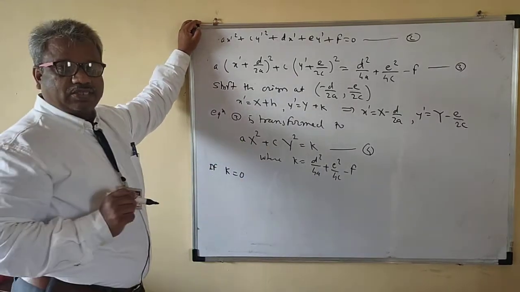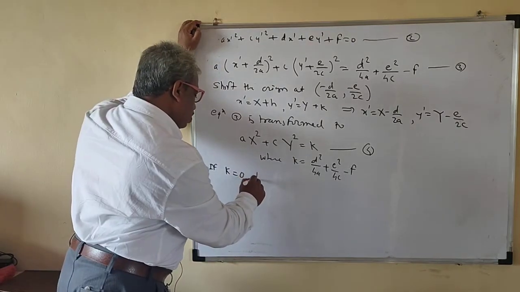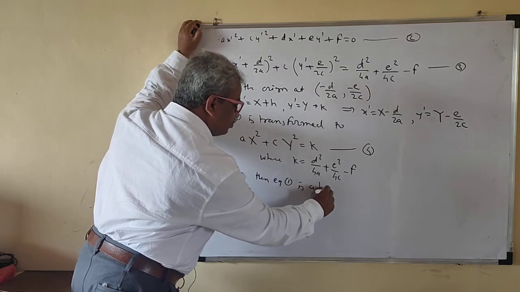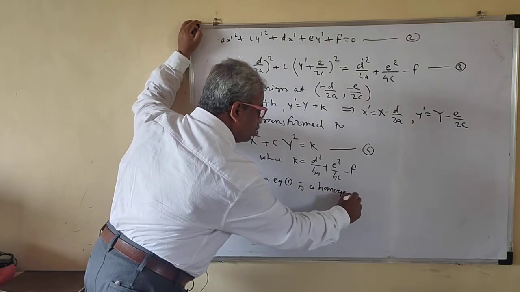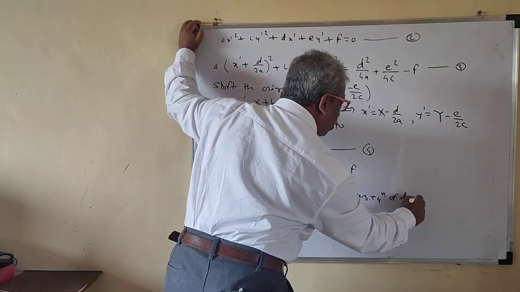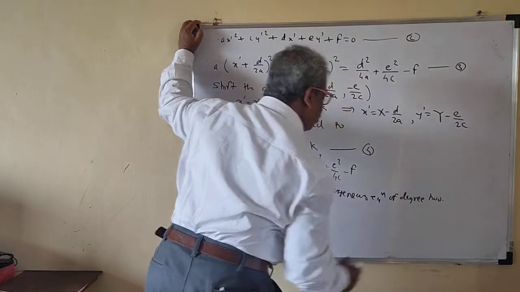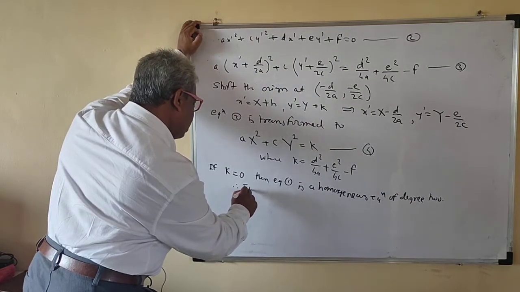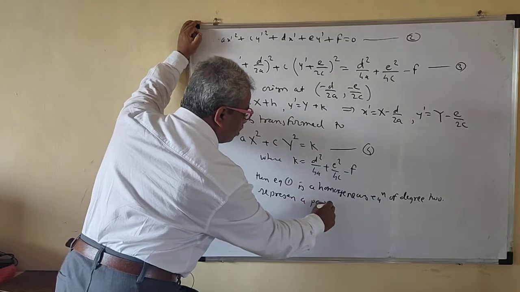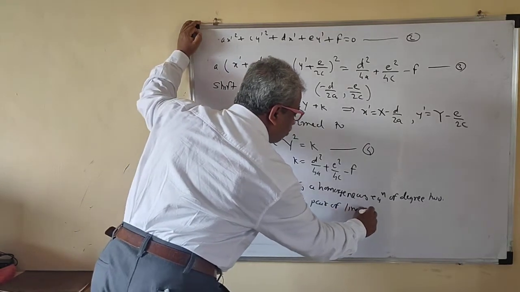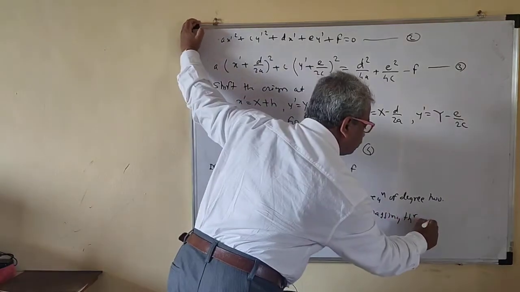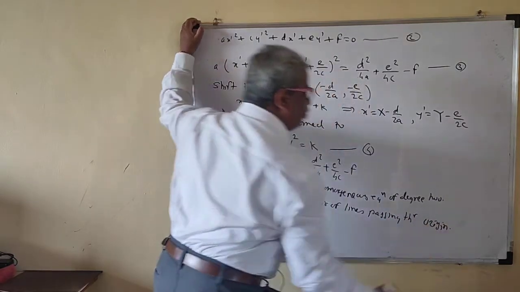Ax square plus cy square. So equation 4 is a homogeneous equation of degree 2. Okay, so therefore it represents a pair of lines passing through origin. So this is familiar to you.